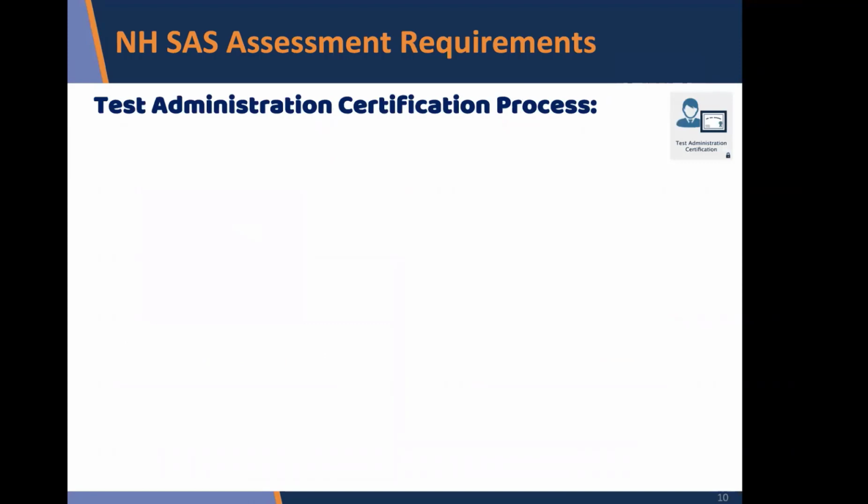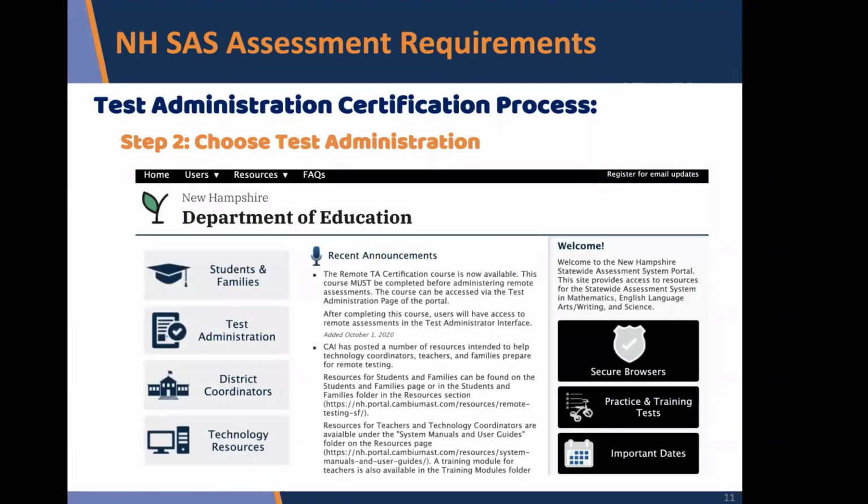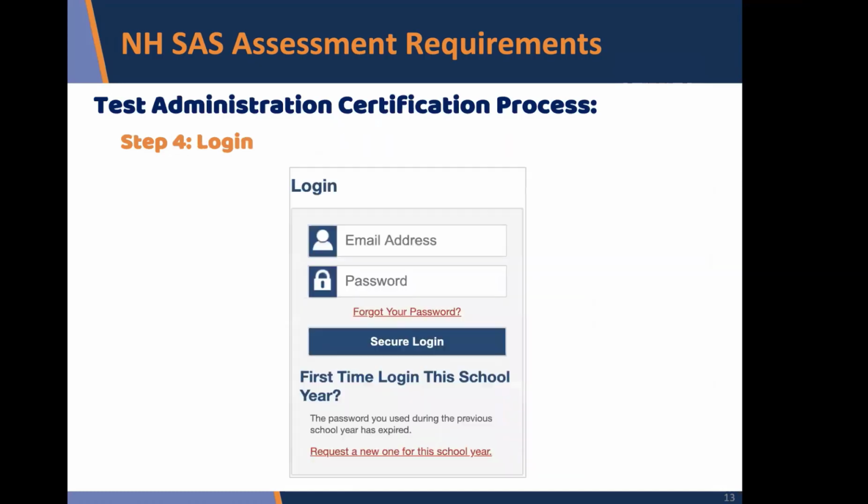Just in case you haven't done it, this is how you get to the certification. You go to the portal. Here is the link to the portal. If you just type New Hampshire SAS into Google, it's the first thing that comes up. So it will bring you to this screen here. You're going to choose test administration. And here's that 9-box page. It has both the remote TA and the test administration certification, but we're just going to choose this one here.